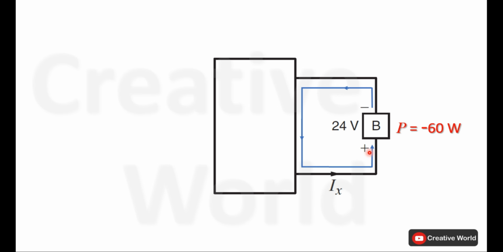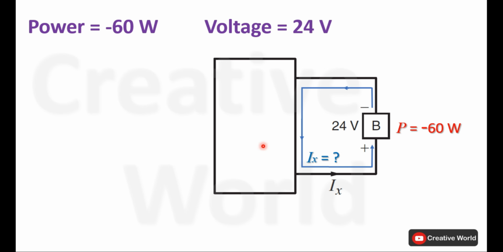The current will be entering the plus terminal of element B and leaving from the minus terminal of element B. Data which we retrieved from this scenario is power minus 60 watt. Minus is the indication that power is being supplied, and voltage across this element is 24.